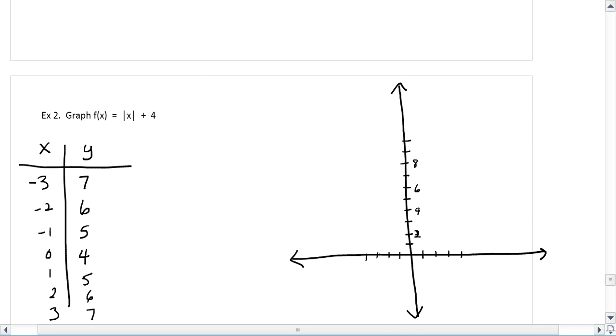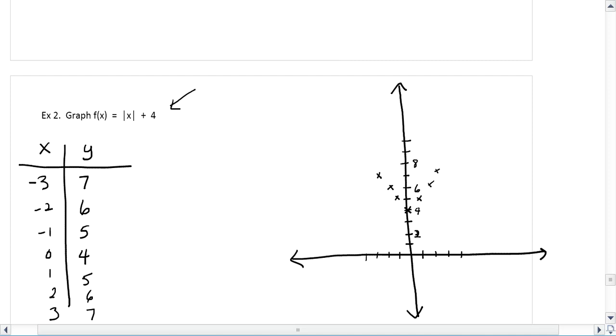So here at -3, we're up here at 7. At -2, we're at 6. At -1, we're at 5. So this v is looking a little different than the first graph. And at 0, we're right here at 4. 1, back up to 5. +2, 6. +3, 7. And notice this time I do not have any limits on the domain. The domain is all reals.